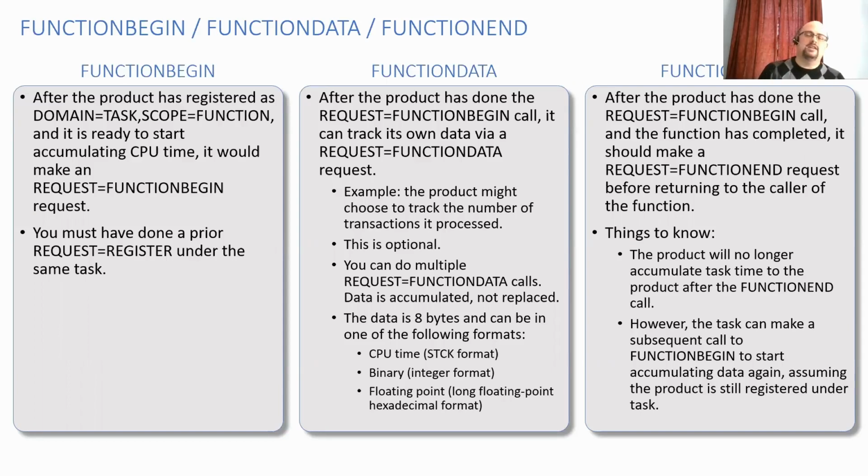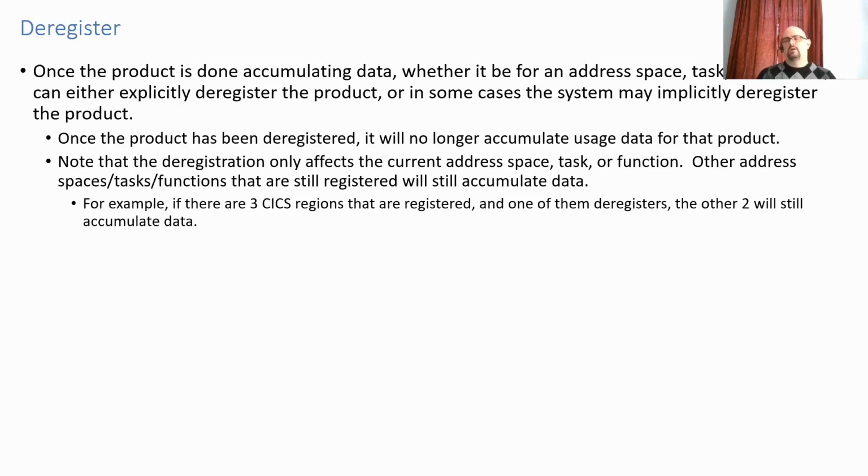So going back to that example on the previous slide, we had only shown one of those get data services, but the application could have invoked get data a dozen times or 100 times to gather data, and each one it would do a function begin, function end, function begin, function end, and just the time that's accumulating in between the function begins and function ends gets accumulated. All right.